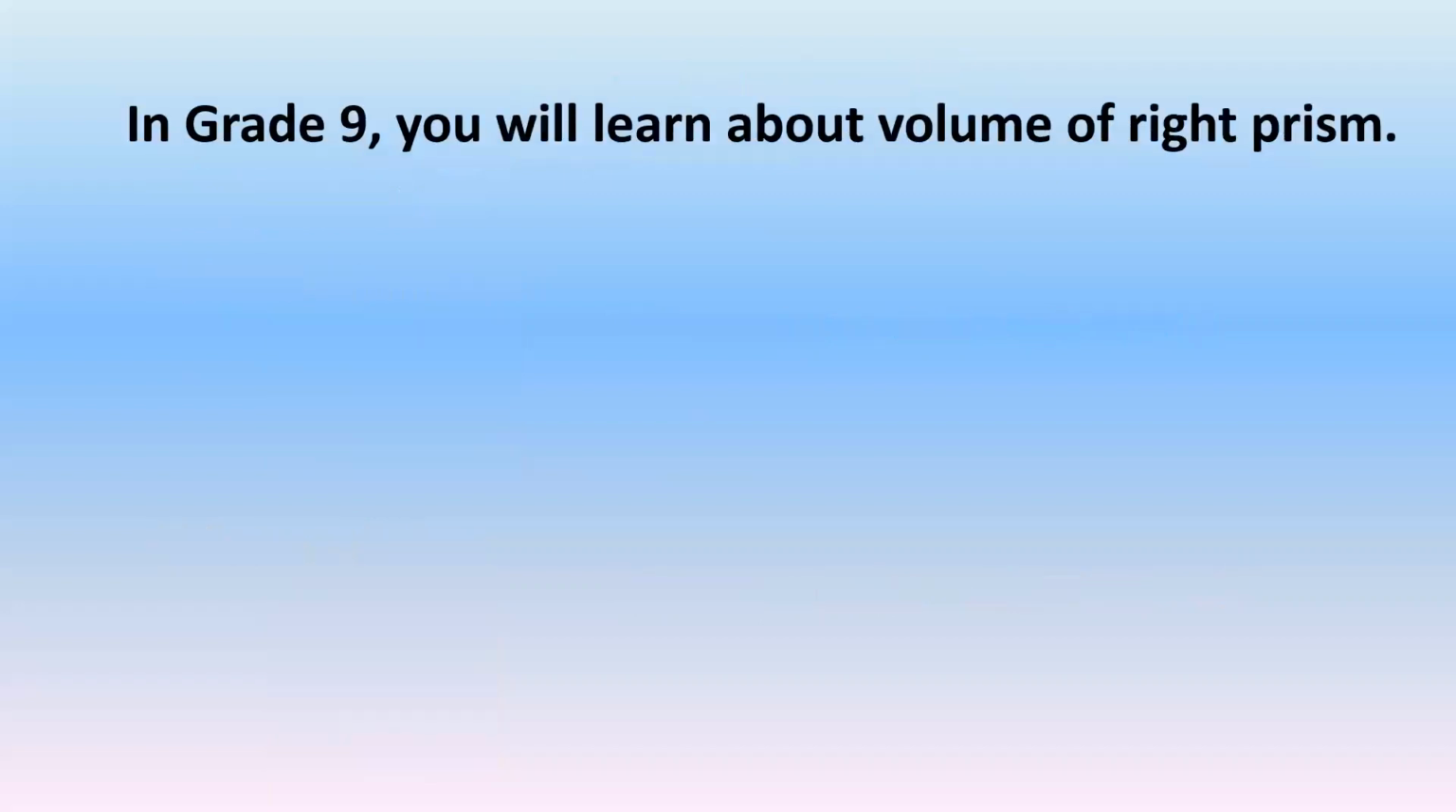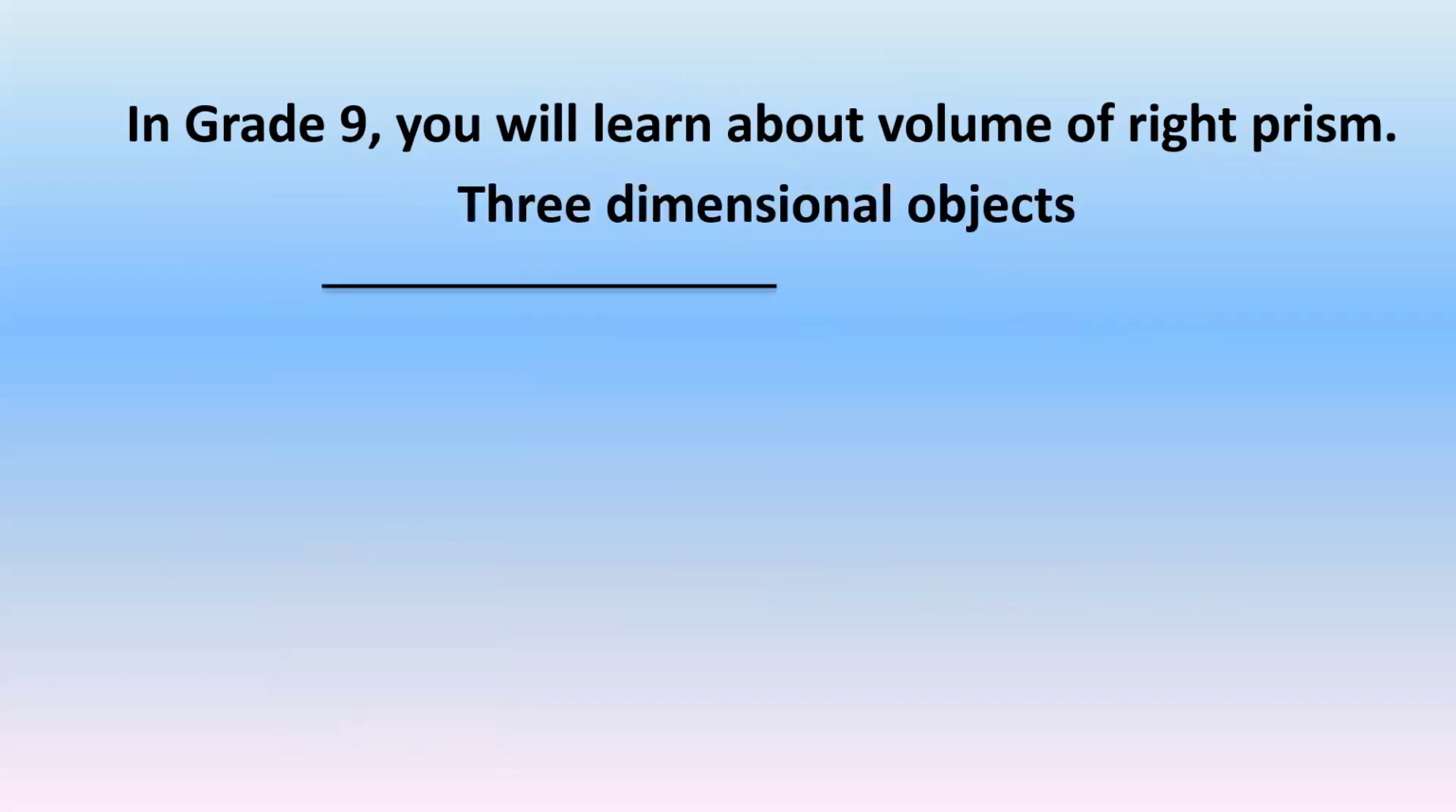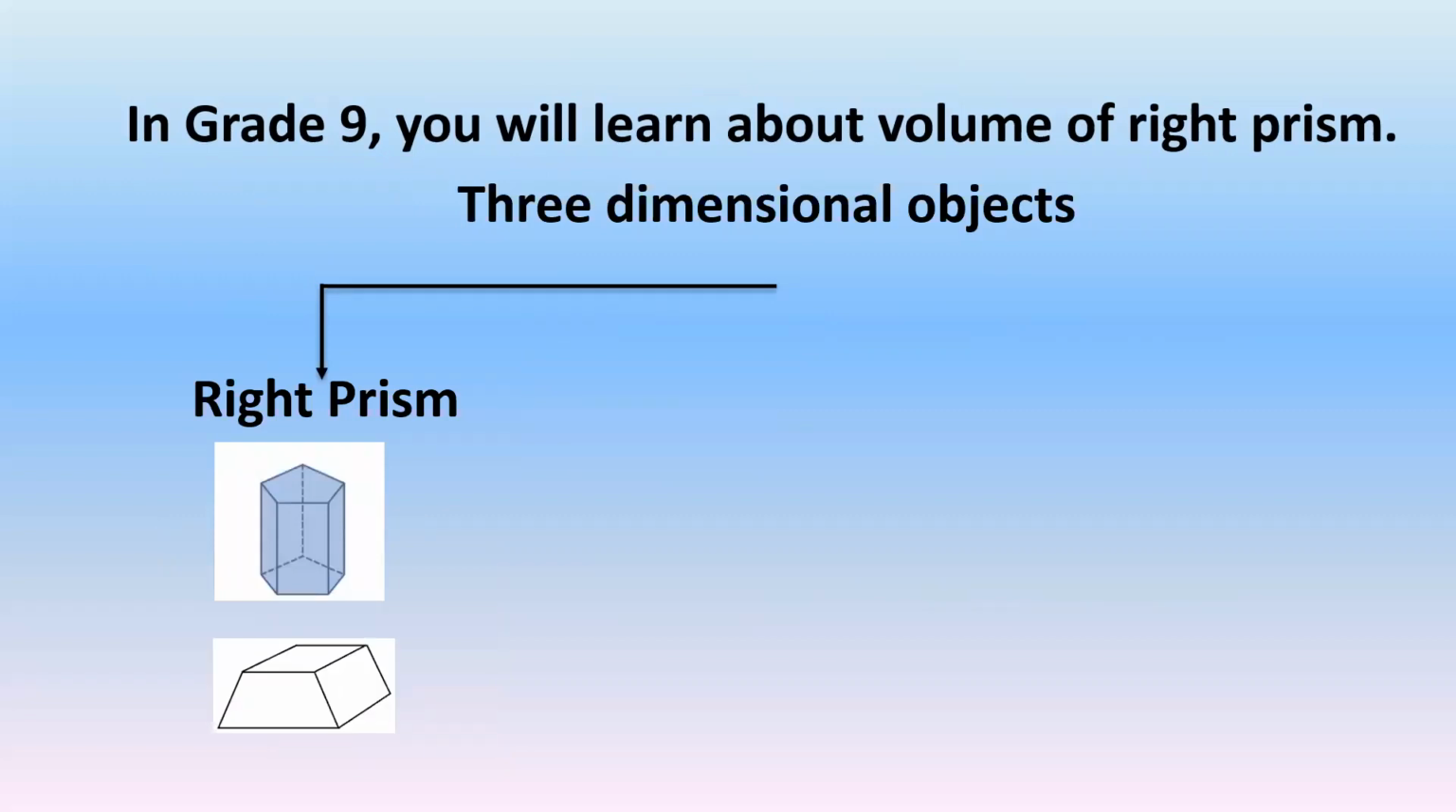Now, in grade 9, you will learn about the volume of a right prism. Before learning about the definition of a right prism, let's have a look at some shapes illustrating different three-dimensional objects. First, we have right prism. A right prism is a 3D shape with two identical ends which are directly over each other. That is, they are perfectly aligned. They have flat rectangular faces and have the same cross-section all along its length.